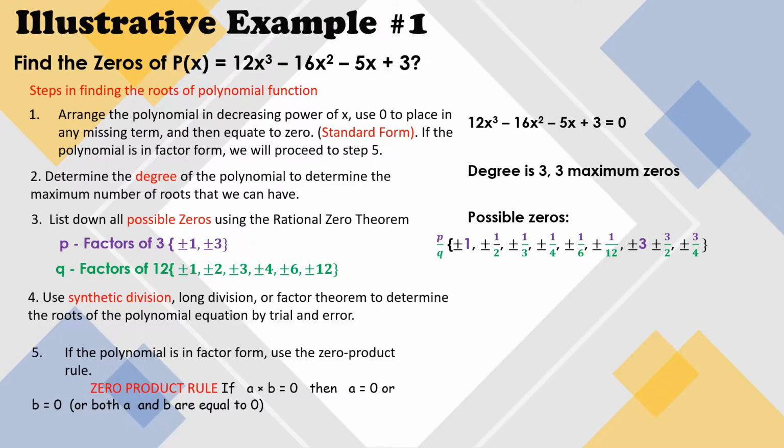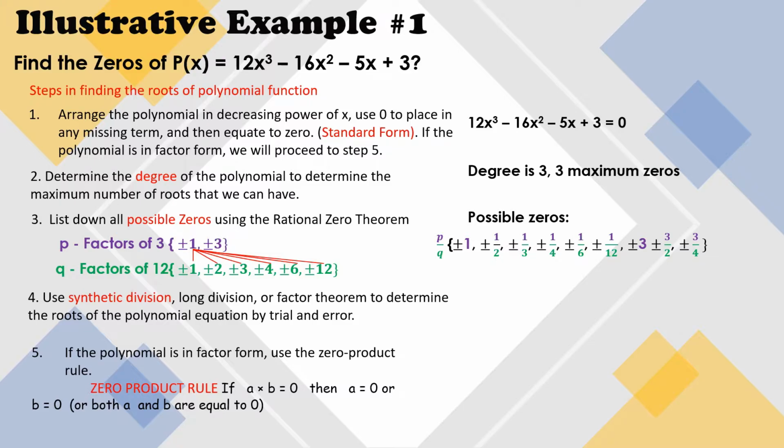So the first one is positive negative 1, which is from the 1 in your p over 1 from your q. Then we have positive negative 1 half, so that's 1 from your p over 2 from your q. And then we will have positive negative 1/3, positive negative 1/4, positive negative 1 over 6, and positive negative 1 over 12. Then we are going to do the same with 3.